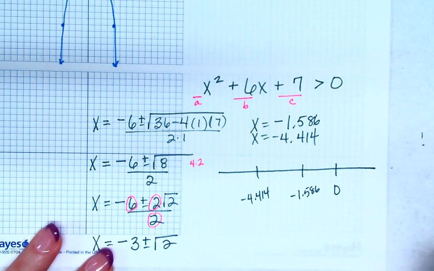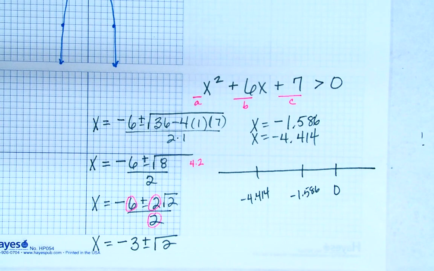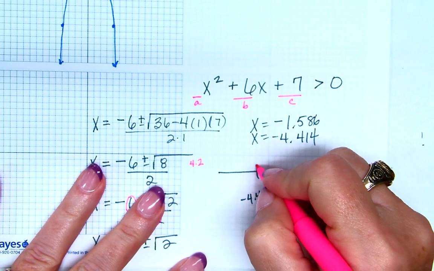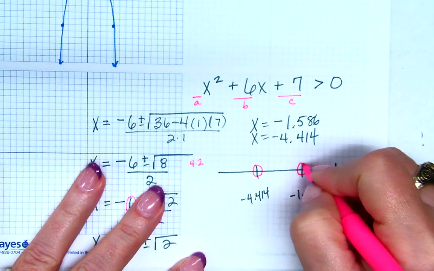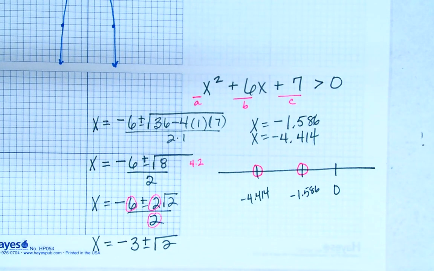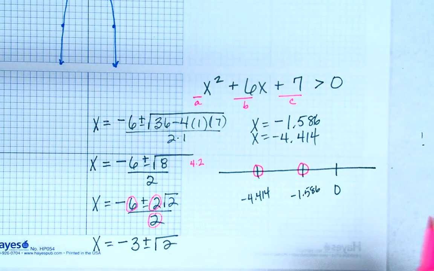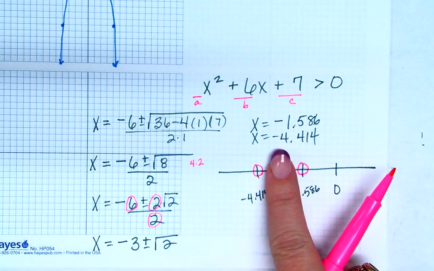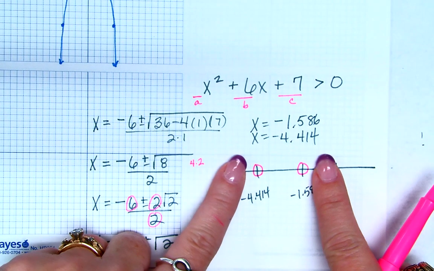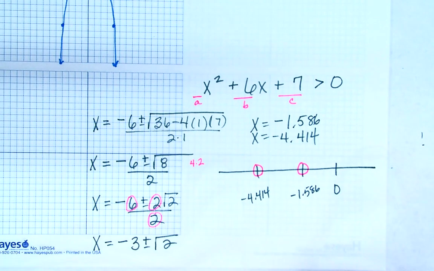Is that true? Well, since that's true, I know, first of all, I already knew that these both had open circles. Do you remember that? Why do I know they both have open circles? Because it's not equal to, right? It's just greater than. What I could do is either shade between or shade on the outside. Where do you think I'm going to shade?